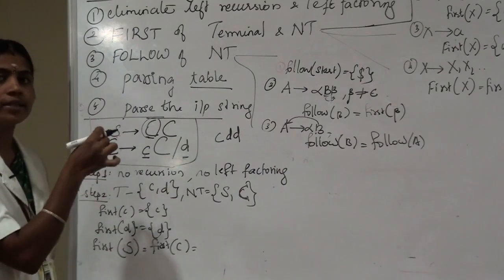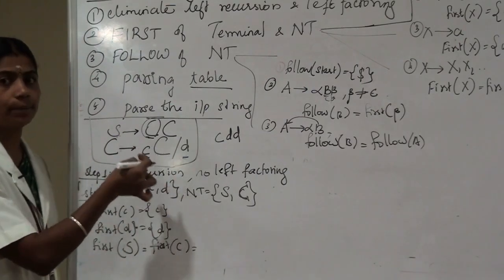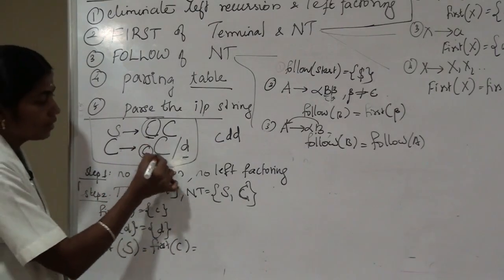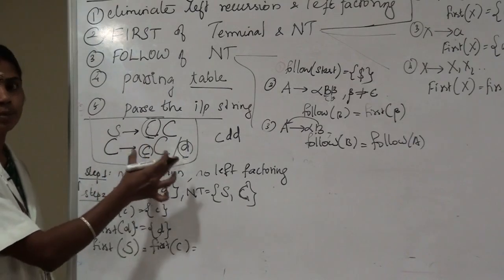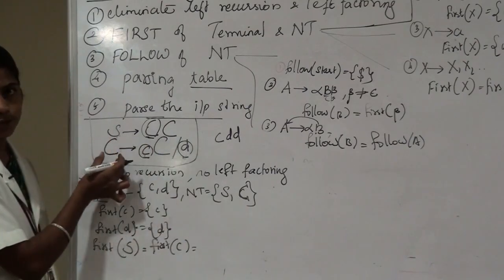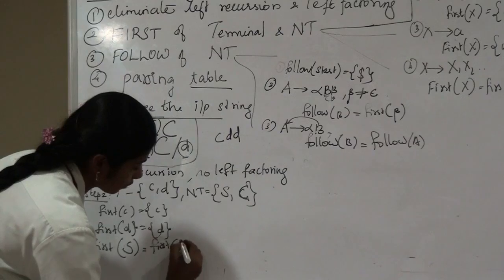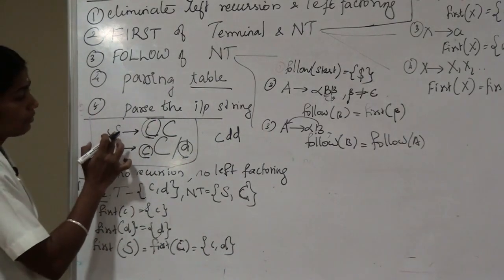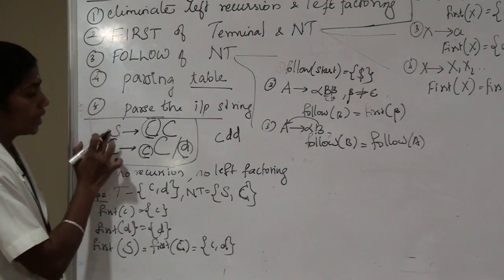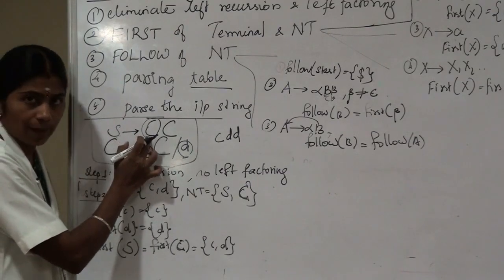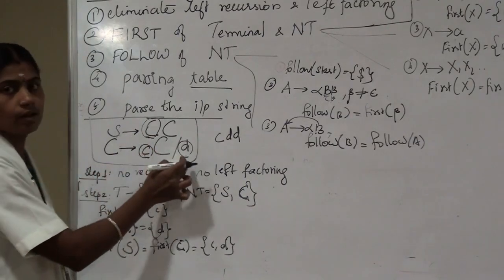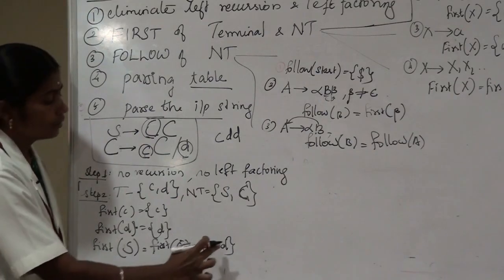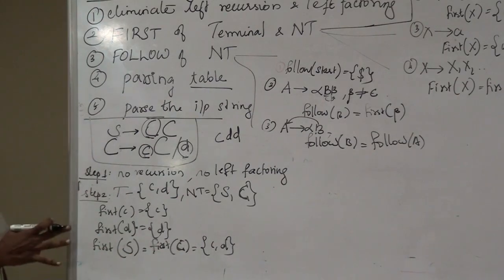Either it can be C derives small c capital C, or it can be C derives small d, right? So there are two possibilities. Both are having terminals at the beginning. So these two must be included in the first position of this capital C. So first position of capital C is small c, comma, small d. Again, when I find the first position for capital S, that is equivalent to the first position of capital C, which is small c, comma, small d. So first position of S equivalent to first position of capital C, which is equivalent to C and D. So we have found the first position.